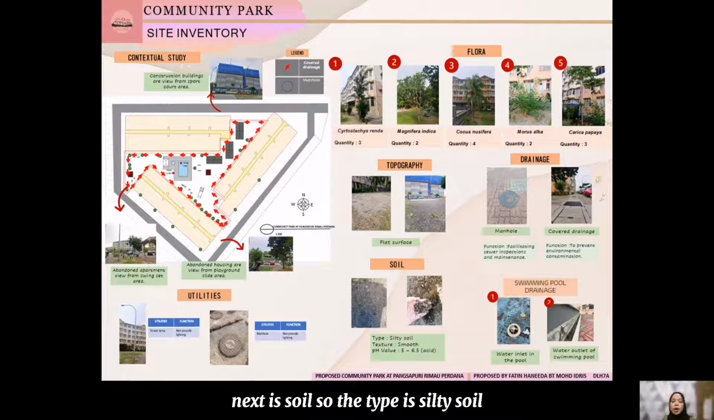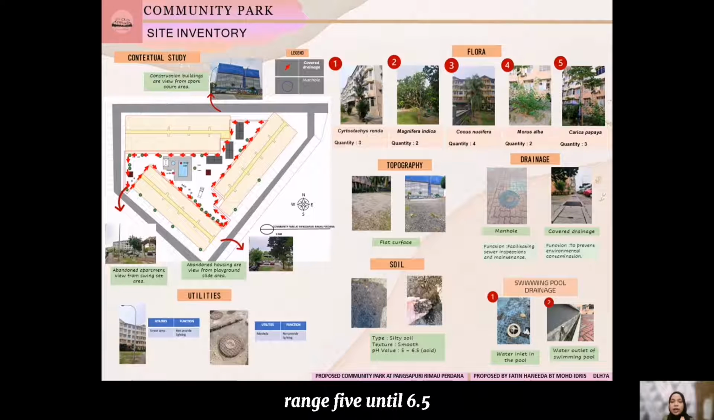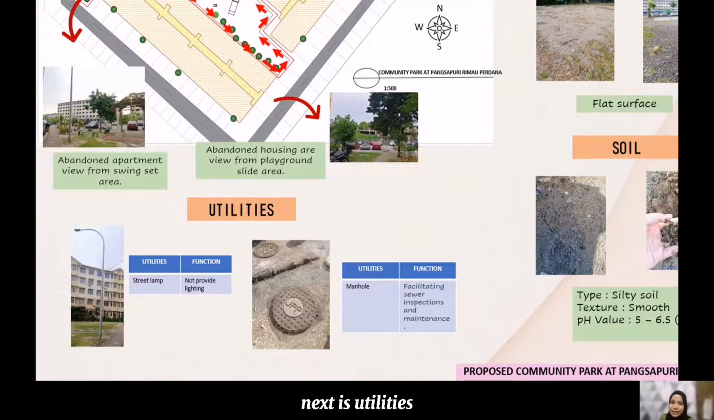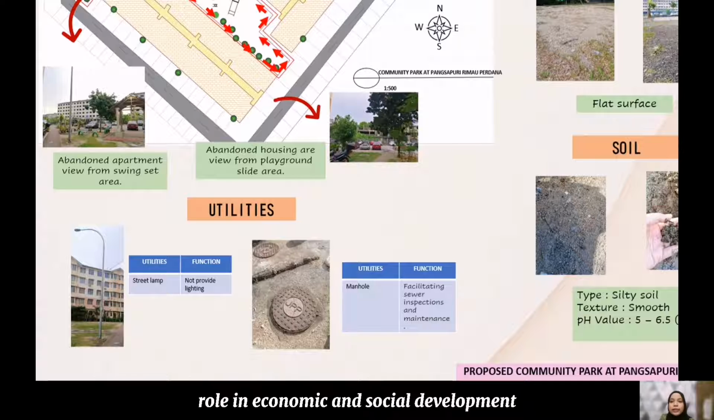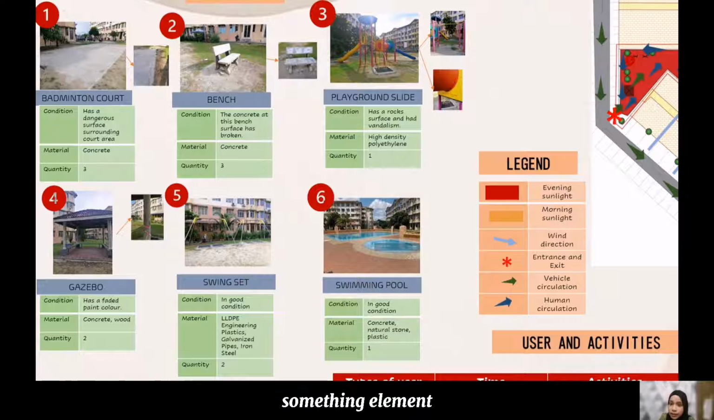Next is soil. So the type is silty soil, and then the texture is smooth, and then the pH value ranges from 5 to 6.5, which is acid soil. Next is utilities. Utilities are essential services that play a vital role in economic and social development. So for example, this site has a street lamp and manhole. Next is facilities. Facilities are elements such as a place or equipment used for a particular purpose or activity.